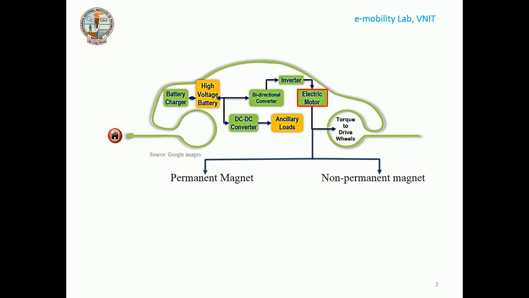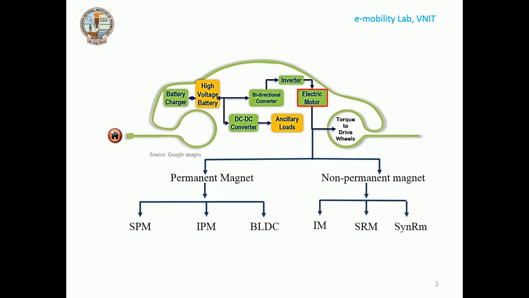In the category of electric motors, we have permanent magnet and non-permanent magnet motors. In permanent magnet motors, we have the surface permanent magnet motor, the interior permanent magnet motor, and of course BLDC, the well-known brushless DC motors. And in the category of non-permanent magnet motors, we have the well-known induction motor, then the switched reluctance motor, and I am concentrating on this topology, the synchronous reluctance motor.